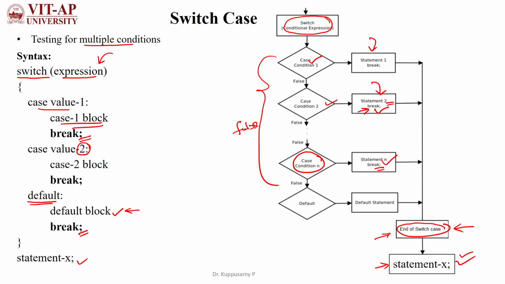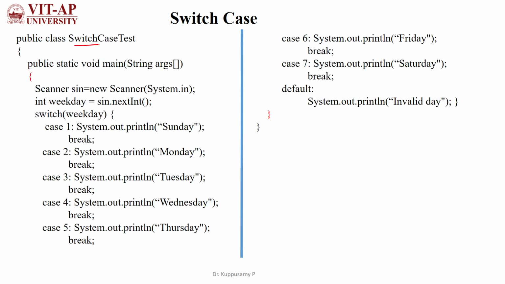For example, here the class is created with the name switch case test, and the main method is given, which takes the command line arguments as a string data type. And I am using the Scanner class for the input. Here the object sin is created with respect to the Scanner class to pass the inputs, and using that sin object, I am getting the integer value as input. Then that value is assigned to weekday.